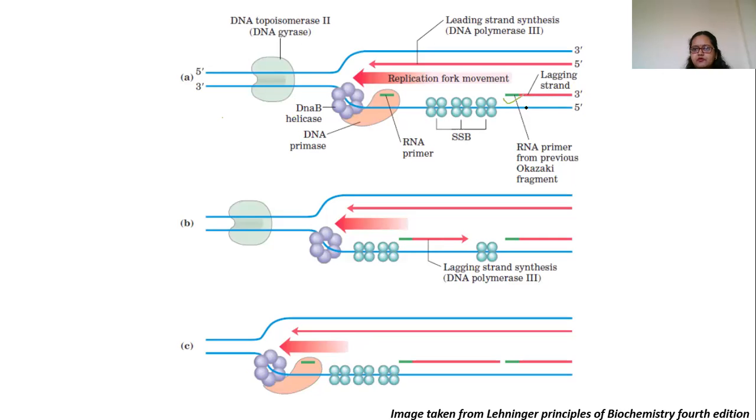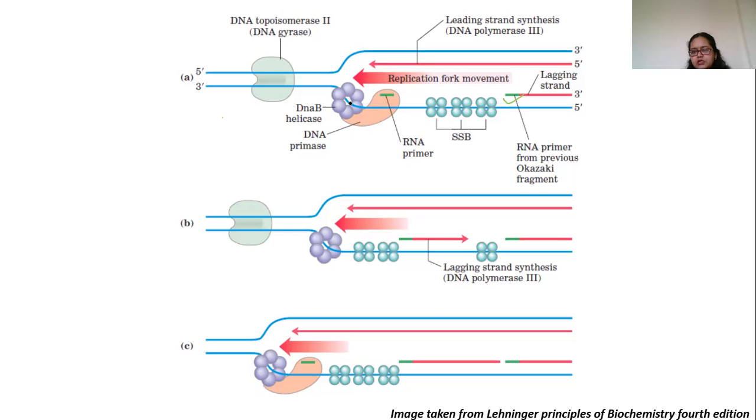So this is the RNA primer from the previous Okazaki fragment. This is a previous Okazaki fragment to which this RNA primer is attached. In order to keep the strands in an unwound state, SSB protein, which you can see here, is present as tetramer subunits, and they keep those strands separated. Now here you can see this ring-like structure, which is DnaB helicase and DNA primase. These two form a complex called the primosome. These two activities are required here.